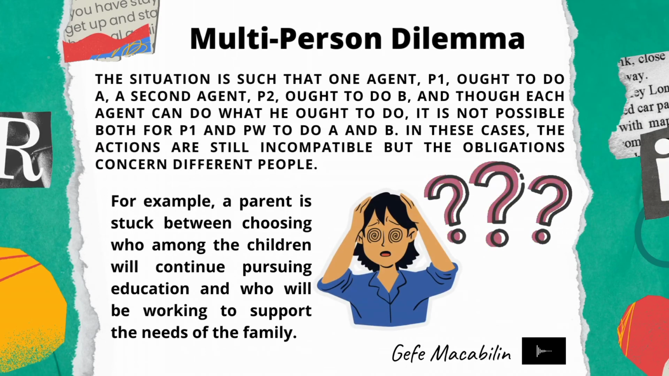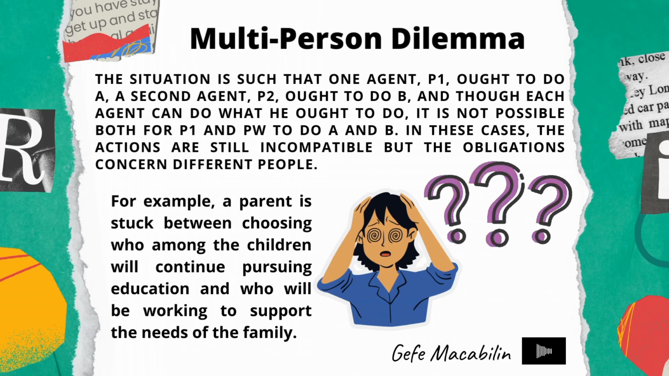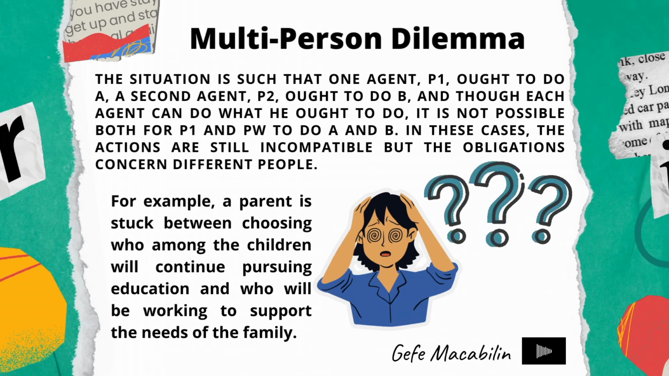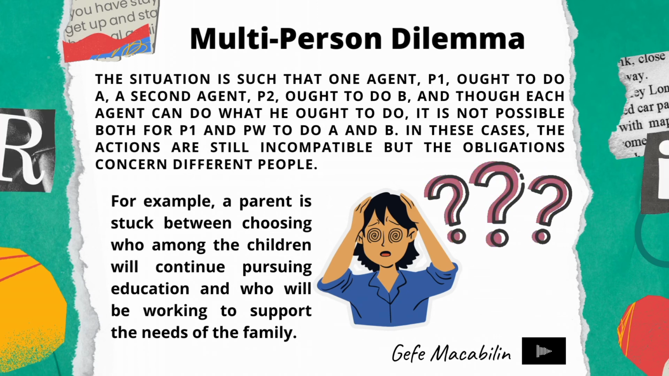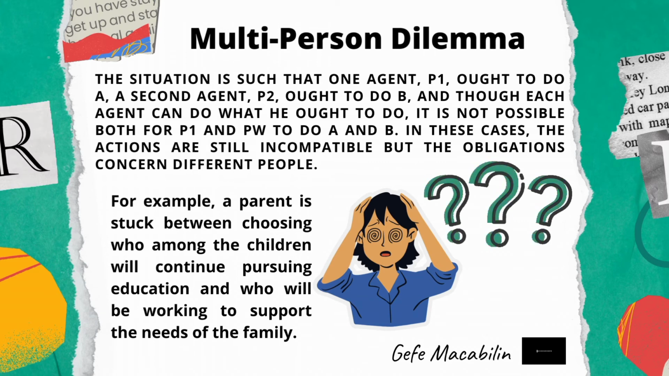Multi-Person Dilemma. The situation is such that one agent, P1, ought to do A, and a second agent, P2, ought to do B. And though each agent can do what he ought to do, it is not possible for both P1 to do A and P2 to do B. In this case, the actions are still incompatible, but the obligations concern different people.